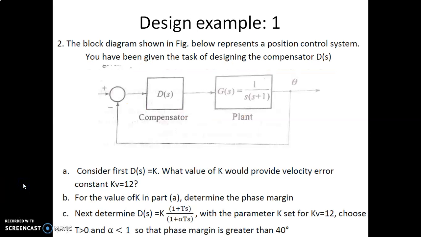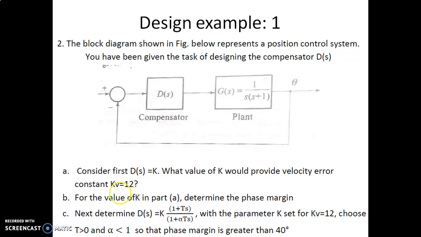We'll start with a design problem, which has a compensator in the form of a DFS block, and a plant having a transfer function 1 over s into s plus 1. There are three parts in this problem. One is to consider this DFS as k, and find the value of k which corresponds to a velocity error constant of 12.